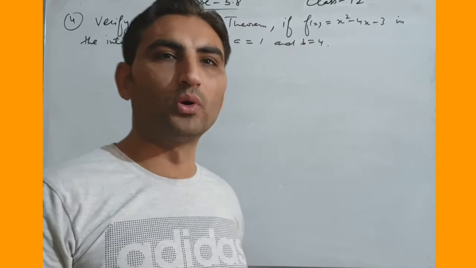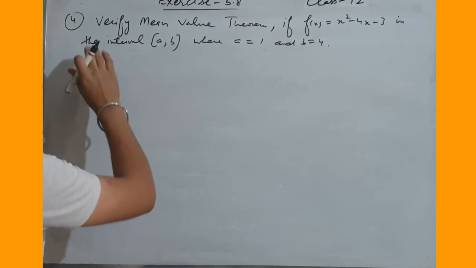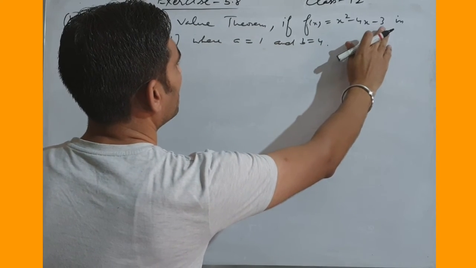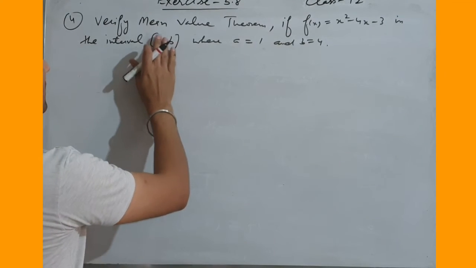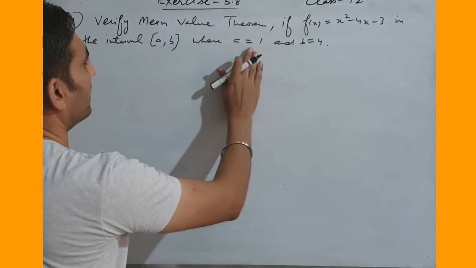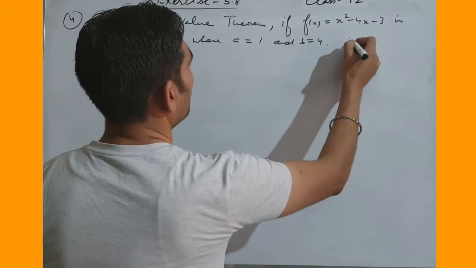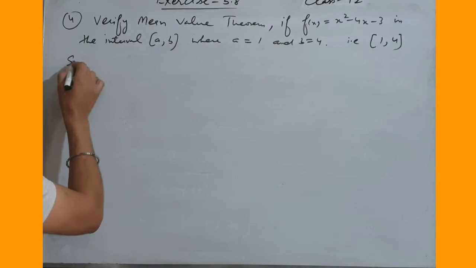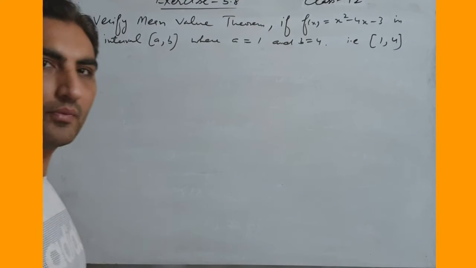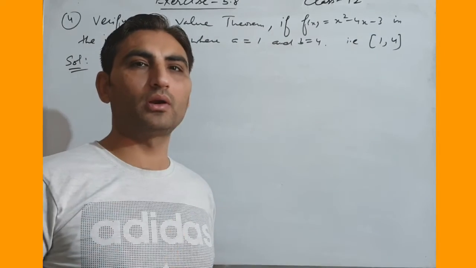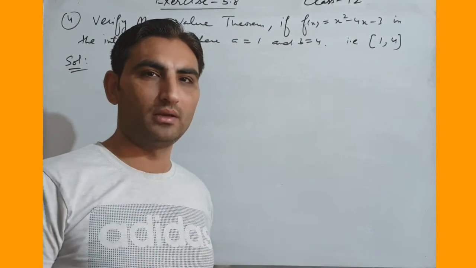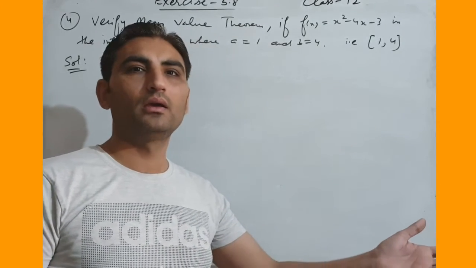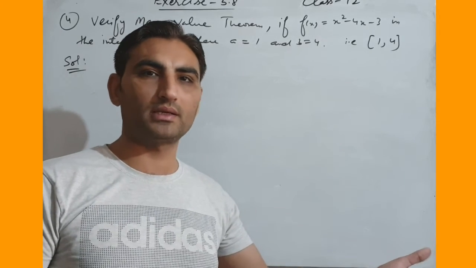Students, question number 4 is about the mean value theorem. They have given: verify the mean value theorem if f(x) equals x squared minus 4x minus 3 in the closed interval [a, b], where a is 1 and b is 4. In other words, our interval is the closed interval [1, 4]. So try to remember the conditions for the mean value theorem. The very first condition: your function should be continuous. Second, it should be derivable. And we write directly the derivative of the function at c equals (f(b) minus f(a)) over (b minus a).